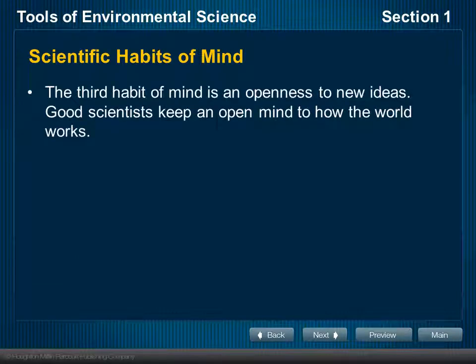Next, openness to new ideas. Science, at its very root, by definition, needs to be open to new ideas, new explanations. When we get new information, it helps explain things in a different way than what has been accepted. Good scientists keep an open mind to how the world works, even when a new explanation is being offered. They're open to it. Prove it or disprove it. Scientists don't have the option of dismissing something out of hand.